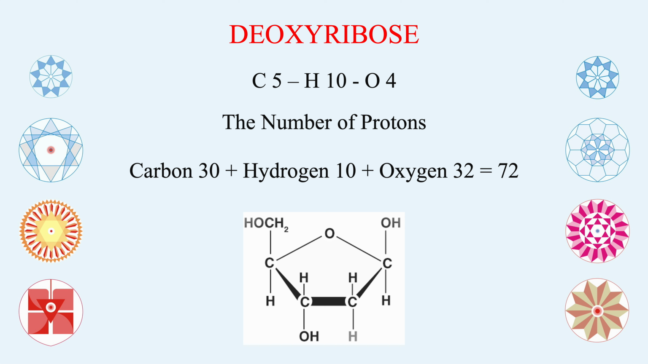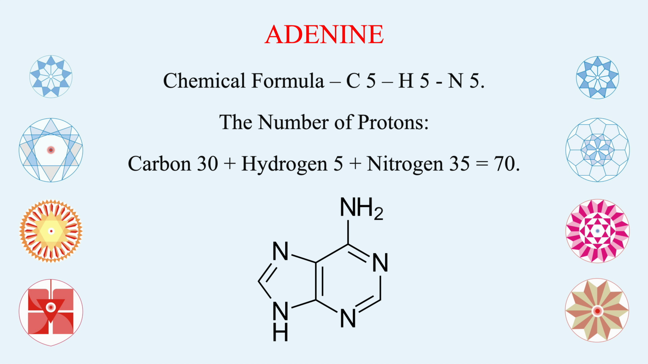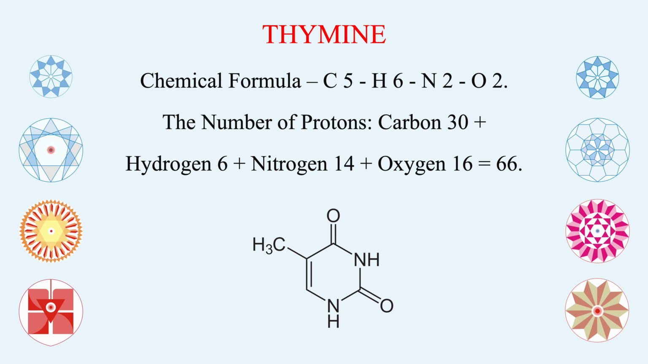So the number of protons in deoxyribose is 72, as you can very clearly see. I have shown that in ADP also. Now adenosine has 70 protons, as you can see very clearly: 5 carbon, 5 hydrogen, 5 nitrogen. That is the formula. Now we come to know the 4 nucleic acids.